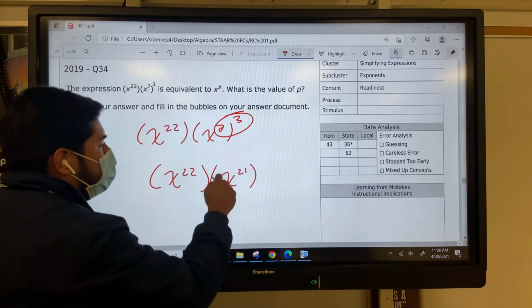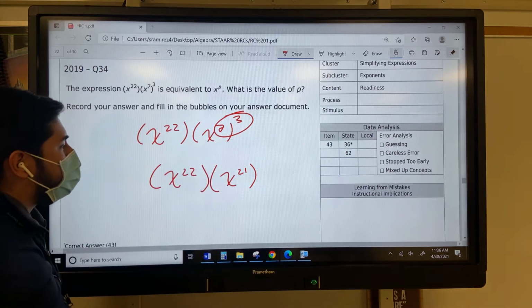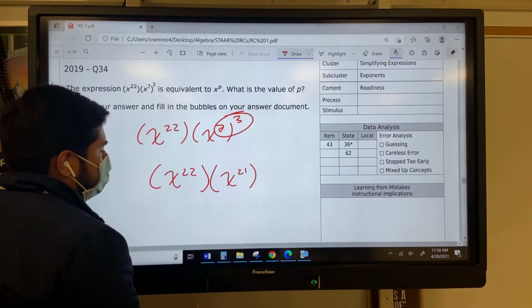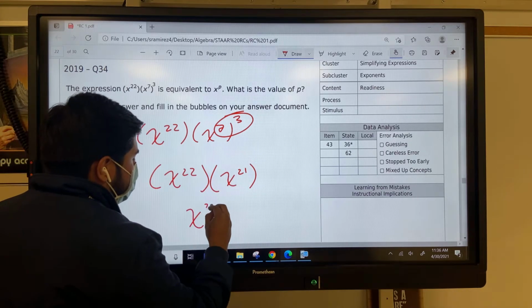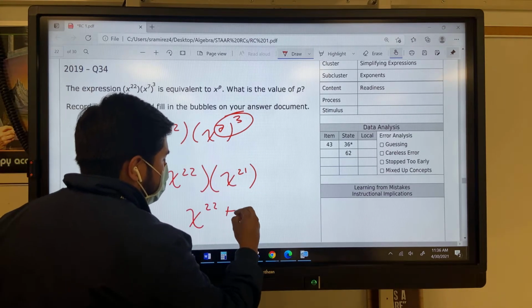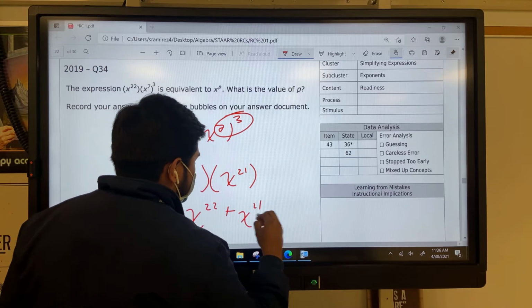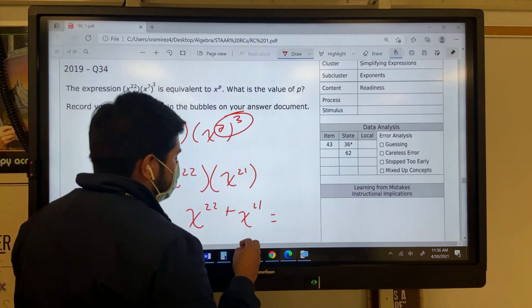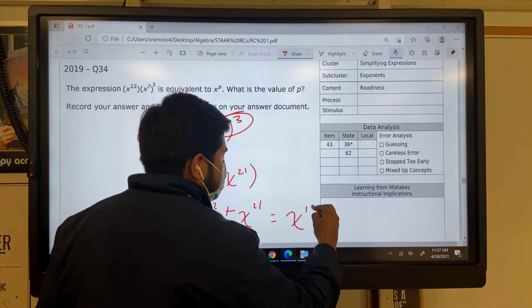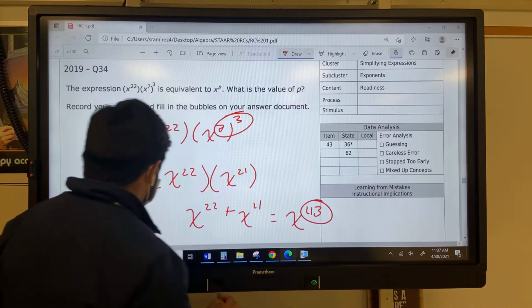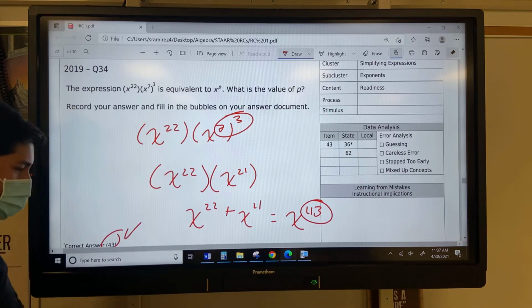Next, I'm not multiplying these because they're not on top of each other. Instead, they're right next to each other. So the only thing I want to do is add. 42 plus 21 should get X to the 43. Is that correct? That is correct.